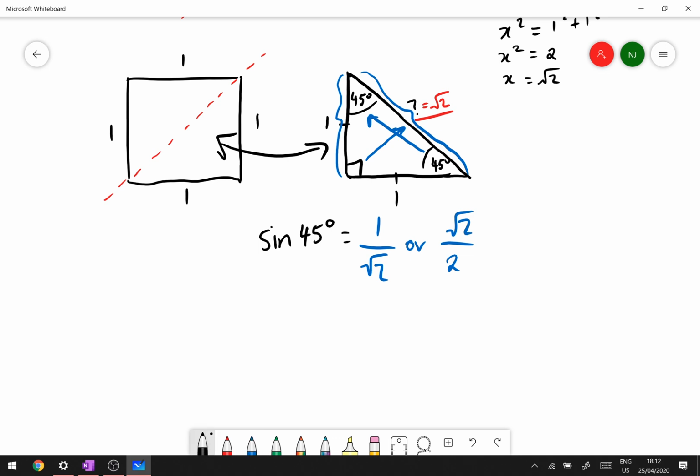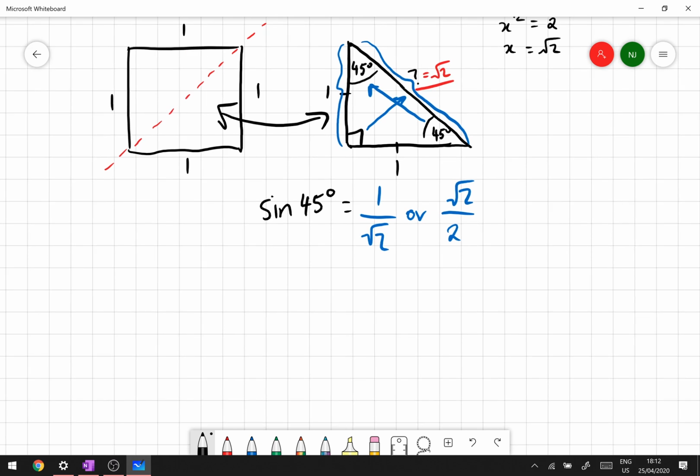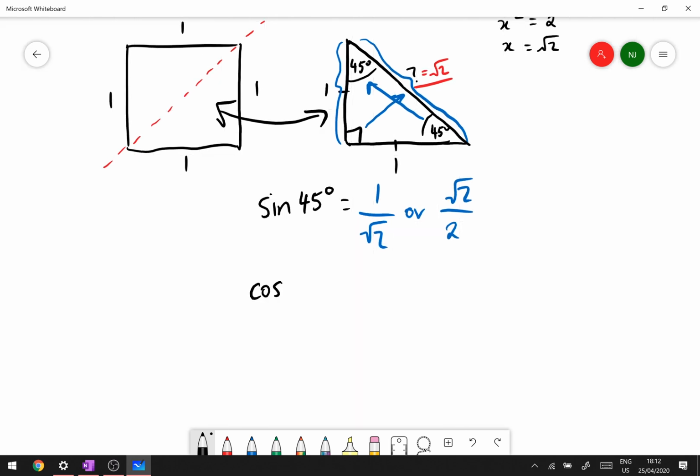Okay, sine 45 is not the only one we can work out from this one here though. We can also work out, well, what's cos of 45 degrees equal to? So it's a similar sort of thing. I'm going to use green for this one.